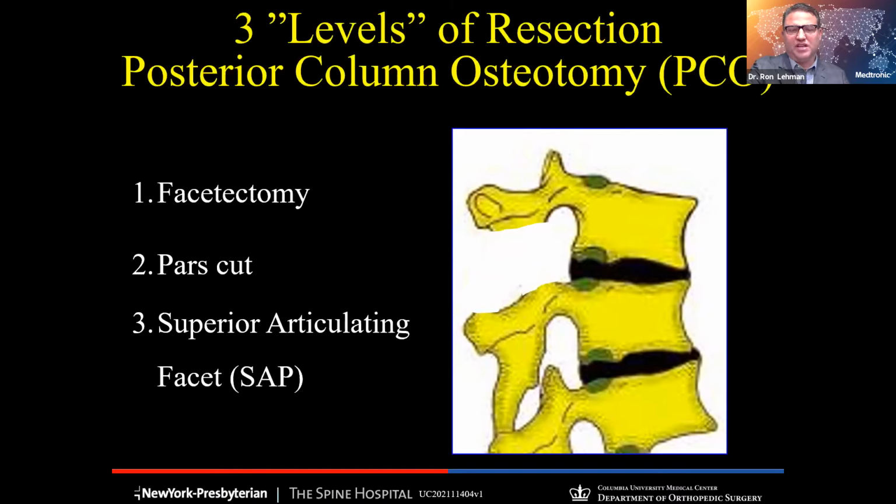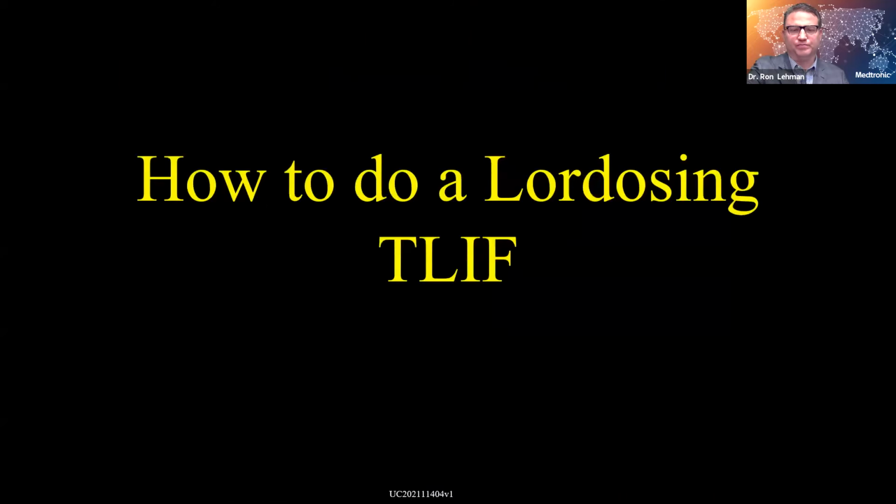And then the third component is if we need a lot of correction, we can actually take away the superior articulating process or facet as well. This helps us basically create a superforamen. It allows us to do good work in the interbody space. And as we achieve lordosis, this can really help us make sure that we don't have any neural impingement.